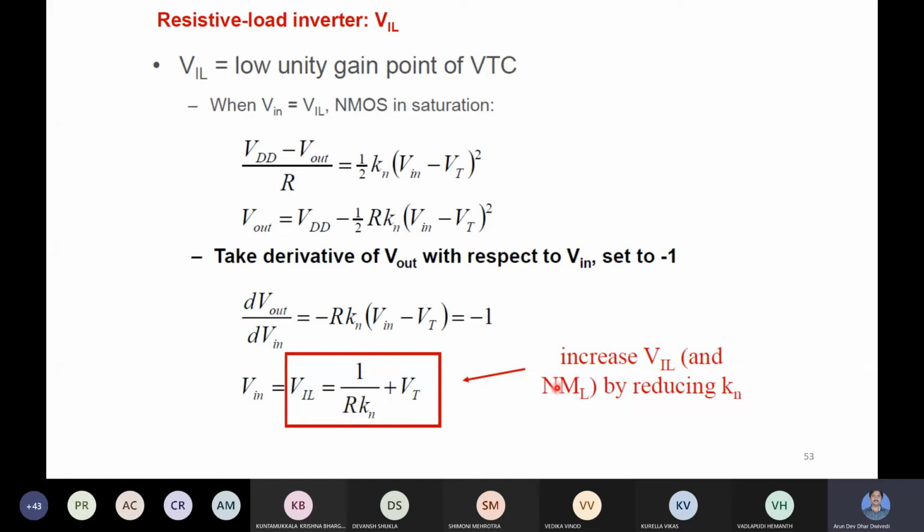VIL is this much. So to increase VIL and noise margin, reduce Kn. Here we can see VIL can be increased by reducing Kn. Kn is a process parameter, that is mu and COX. Mu is the mobility of electrons. COX is the oxide capacitance that depends on the dielectric thickness; the permittivity of the silicon is fixed, but thickness can be varied. So by reducing Kn, we can increase the VIL.